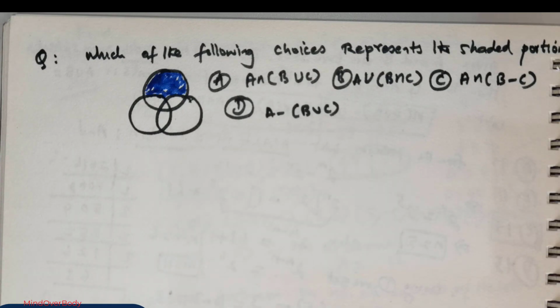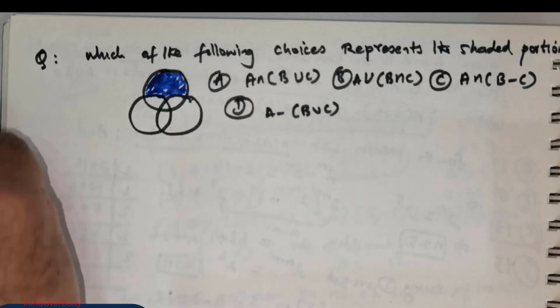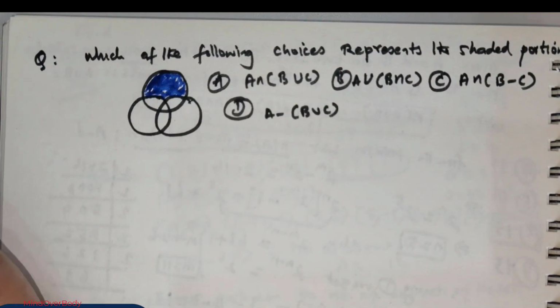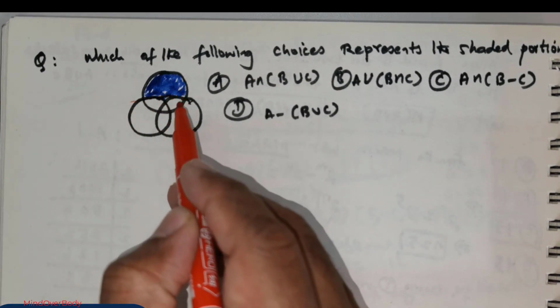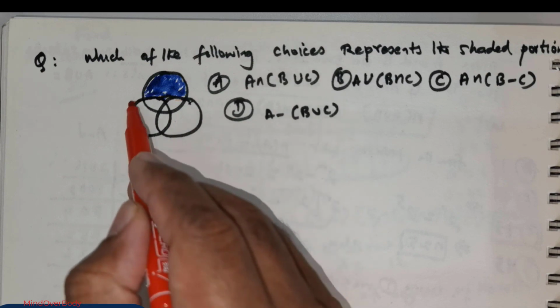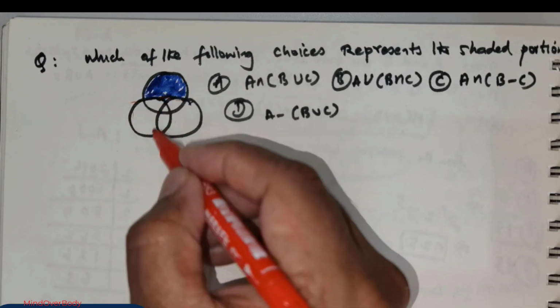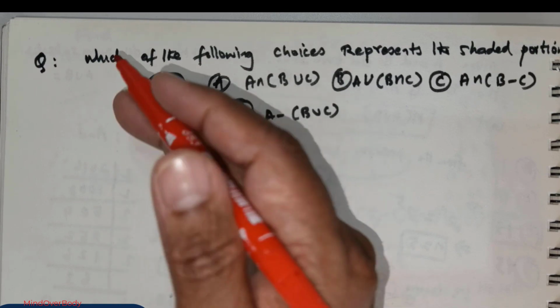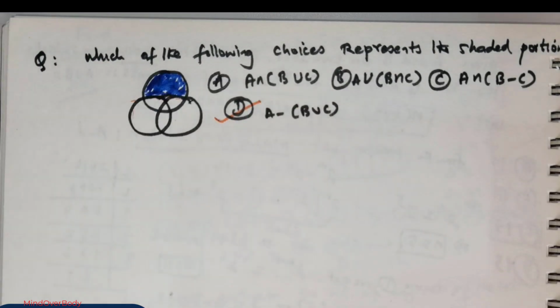Okay, so I hope you all have got the answer. Now what is B union C? This entire region is B union C. B union C is this entire region, two circles. So we are taking B union C out of A, right? This part is being taken out. So option D is the right choice.